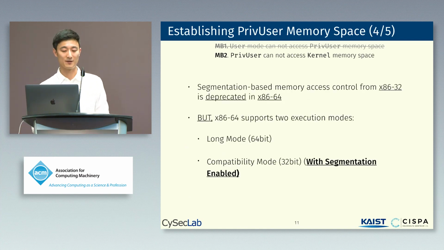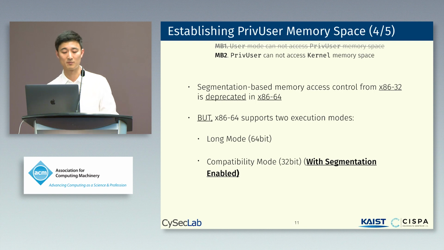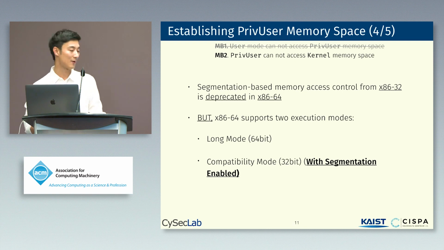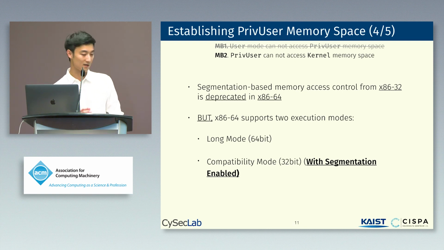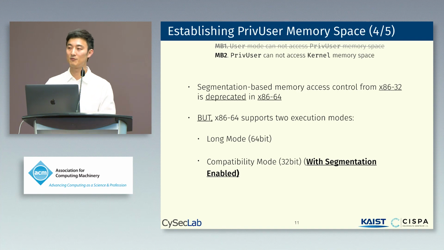Depending on your age, you probably heard or remember that the x86 architecture used to have an additional memory access mechanism called segmentation. Unfortunately, the feature has been deprecated in the 64-bit mode, but you probably noticed that you can still run 32-bit programs on 64-bit operating systems. This is because the x86-64 actually supports 2 execution modes. The long mode is what we usually refer to as 64-bit mode, and then there's compatibility mode for 32-bit programs.